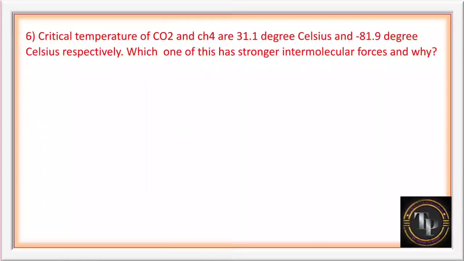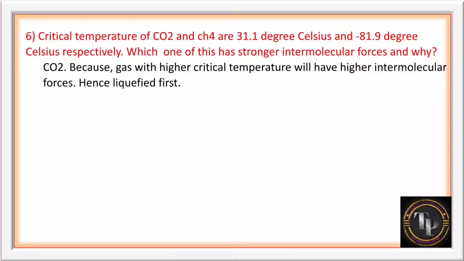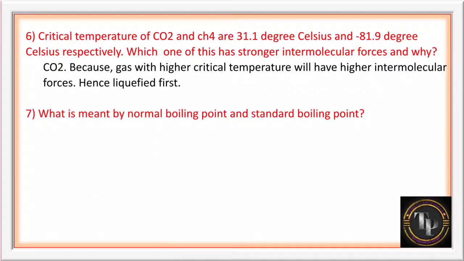Critical temperature of CO2 and methane are 31.1 degrees Celsius and minus 81.9 degrees Celsius respectively. Which one of these has stronger intermolecular force and why? CO2, because one which has higher critical temperature is having stronger intermolecular force of attraction. Gas with higher critical temperature will have higher intermolecular forces, hence liquefied first and hence having stronger intermolecular force.